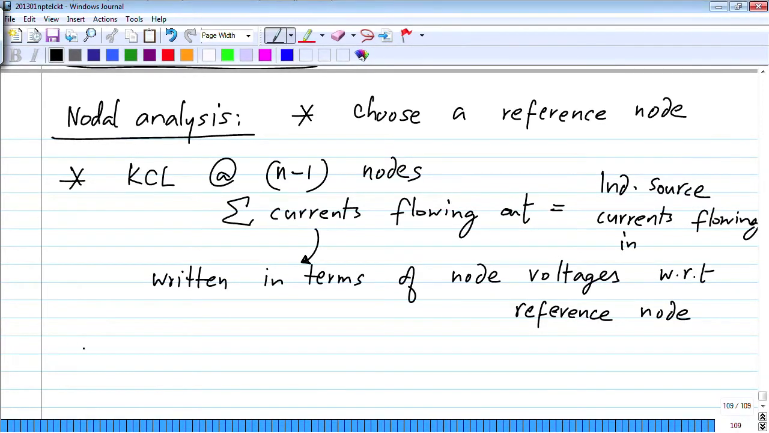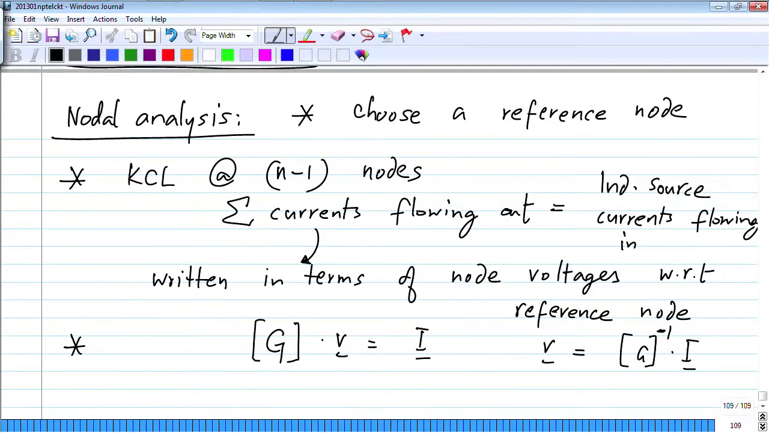Now what this will give you is an equation of the type G matrix times V vector equals the source vector. Okay, and solving this will give you the node voltages, G inverse times I. Now we have not yet solved for the complete circuit. Like I said earlier, the complete solution consists of solving for every branch voltage and every branch current. But the hard part is done now. We have a complicated network and we have found all the node voltages.